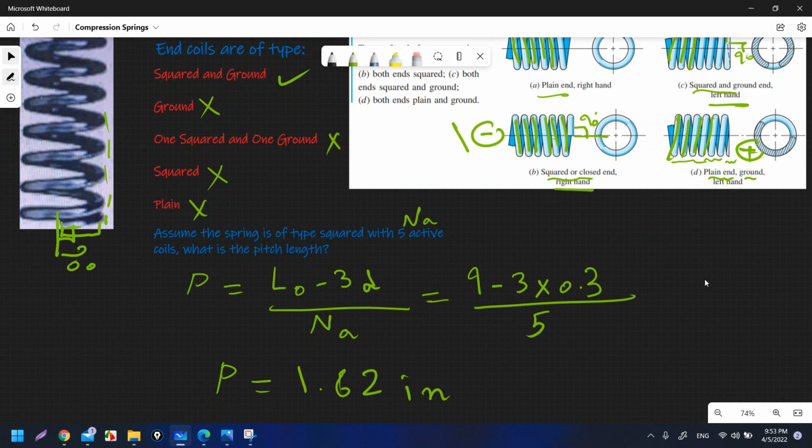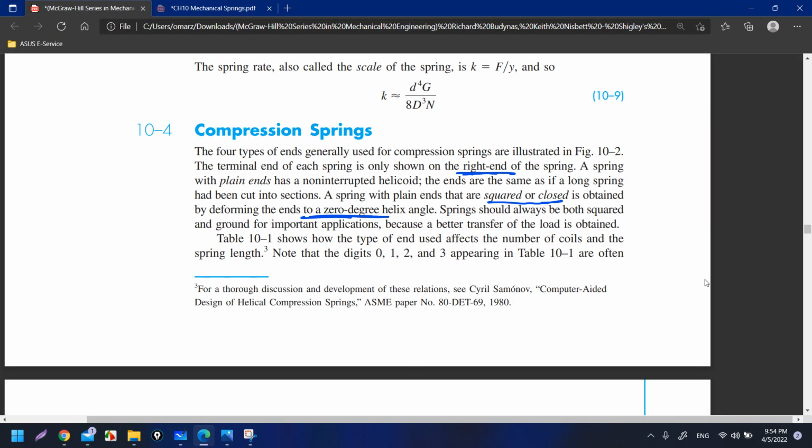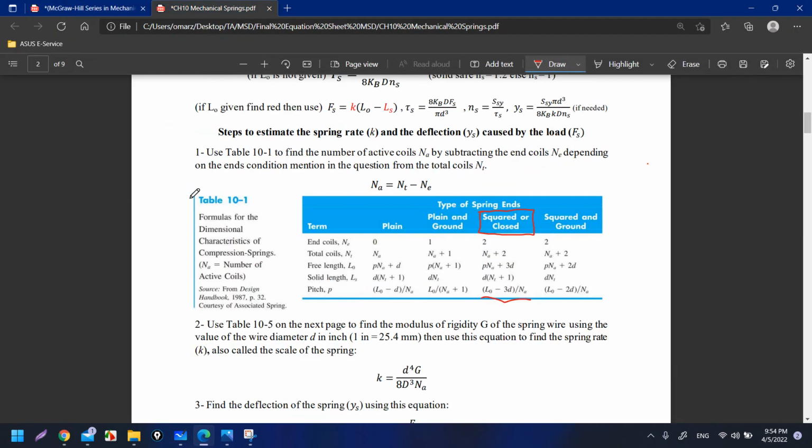For this question, he said assume the spring is of type squared, with 5 active coils. So NA, the number of active coils, is 5. What is the pitch length? In order to find p, we will go to table 10.1, and for squared, we say squared and closed are the same. So I want to find the pitch p, and it is equal to L naught minus 3D over NA.